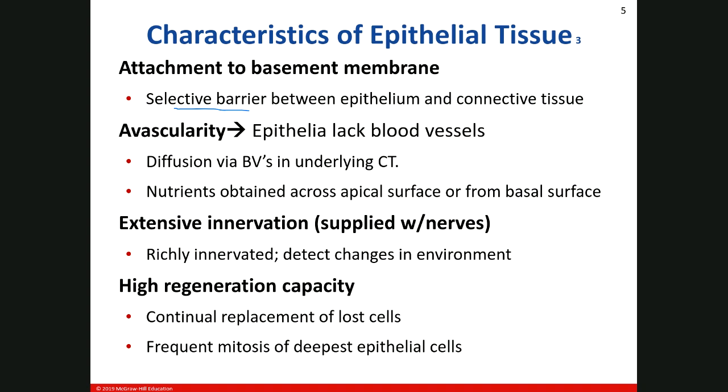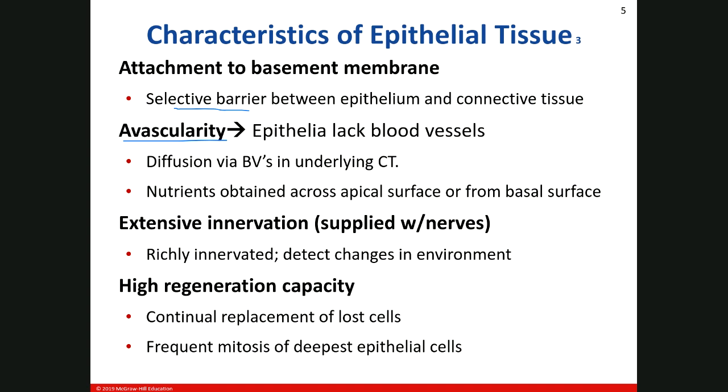Now, I won't ask you this here, but there are 3 layers to it. Just know that it's a selective barrier, which plays a role in processes like diffusion or osmosis. It'll allow the passage of certain substances. We've already talked about avascularity. Keep that in mind. It's huge to know that.